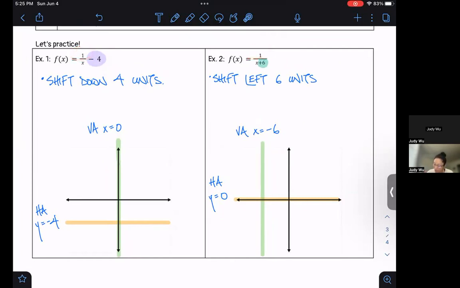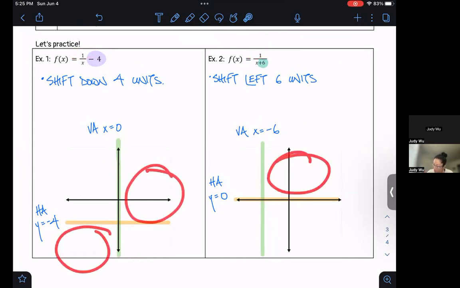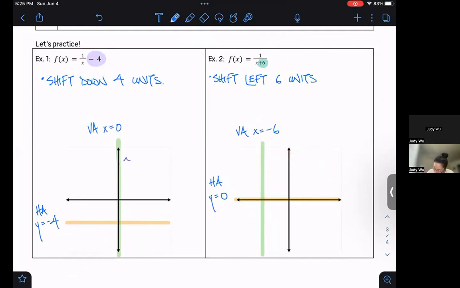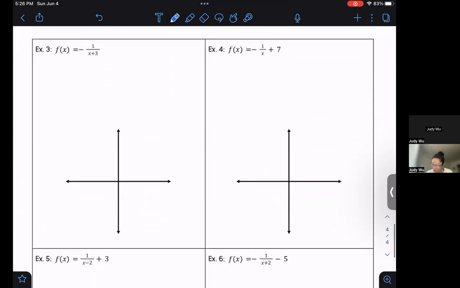That means that my branches will be in the top right and the bottom left. So top right, bottom left, okay? So the first branch will be over here, and the second one will be over here. And this picture is detailed exactly as much as we need it to be, okay? And for example 2, same thing, we're gonna have our branches in the top right and the bottom left, all right? Cool.